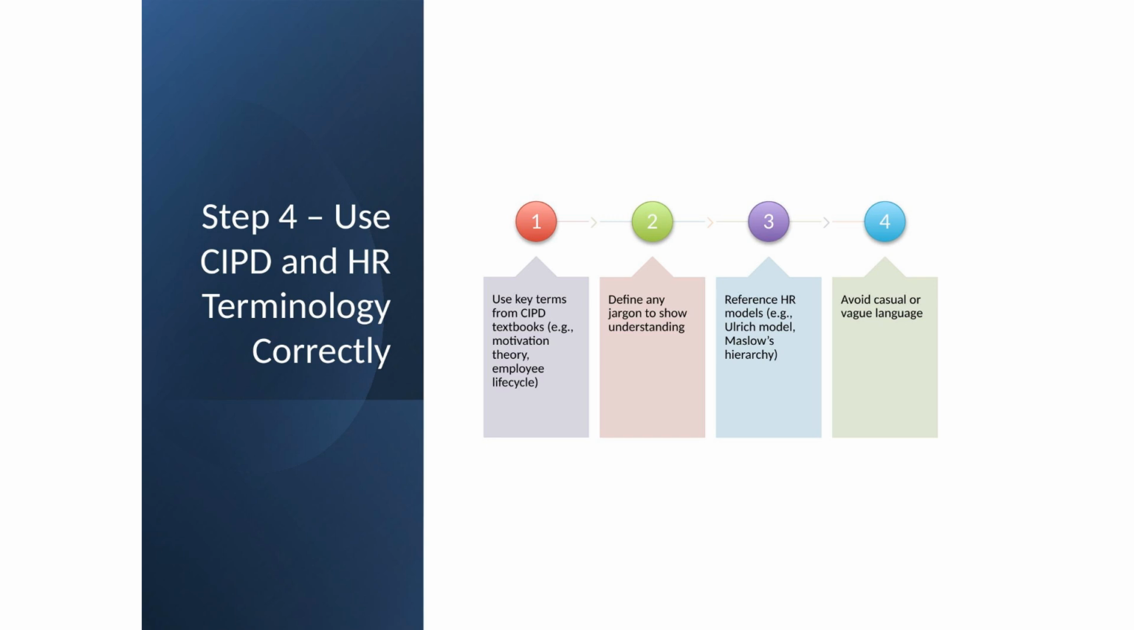Make sure to define any terms that could be unclear. For instance, if you mention employee life cycle, briefly explain it. Avoid casual words like nice, stuff, or things. These weaken your writing. Strong terminology not only improves your grade, but also prepares you for real-world HR conversations. It's okay to look up unfamiliar terms in your study guides and practice using them in your own words. Consistent use of professional vocabulary will demonstrate your readiness for HR practice.